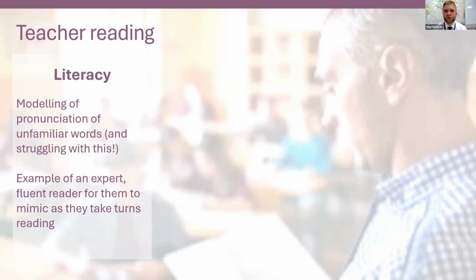And actually, I model the struggle with this. If there's a word I'm not very confident with, or I don't really know how to pronounce, or I do, but I'm going to act this out a little bit. I say, right, I need to slow down and think about how I pronounce this. Oh, I'm not really good at pronouncing this. We'll have a go. And just showing that that's okay to grapple with when you're reading. But also then they do have the example of an expert, a fluent reader for them to mimic when they take turns with their reading. So that is really beneficial.